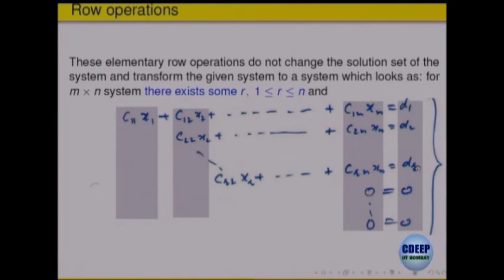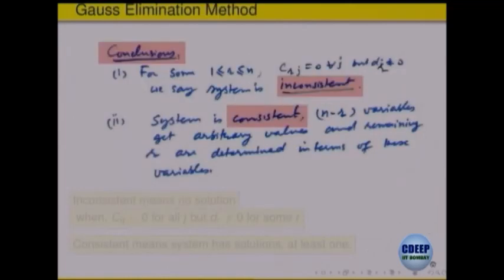Suppose this happens. It is possible, since we did not say that these coefficients cannot be 0. They can all be 0, but d_r is not 0. That will mean you get 0 equal to a non-zero number, and that means there is some inconsistency in the system. So, the system will not have any solution. That is called inconsistent.